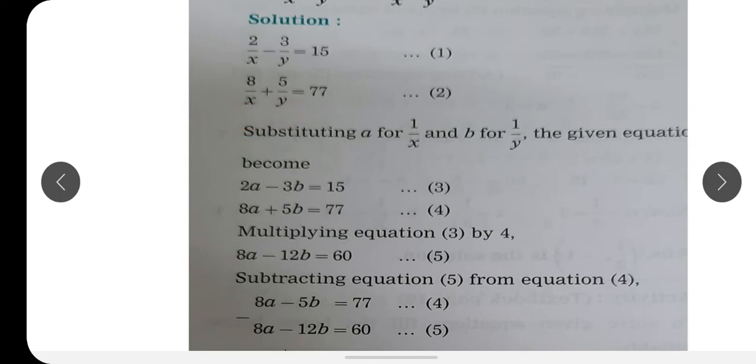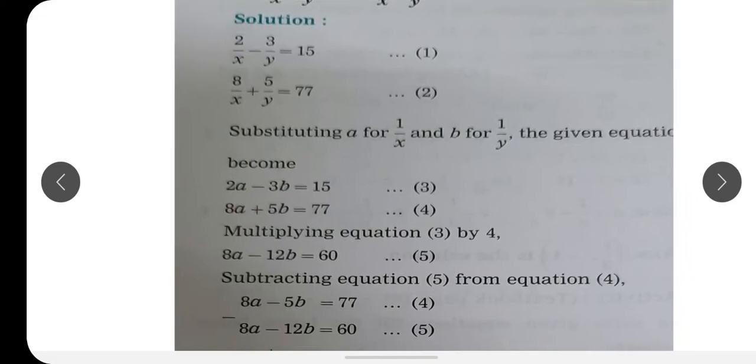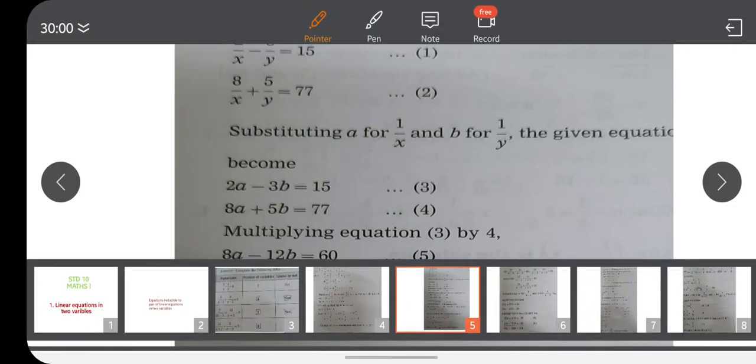Therefore substitute any variable, m, n, or a, b, or p, q, your choice is there. Substituting a for 1 upon x and b for 1 upon y in the given equations, this equation becomes 2a minus 3b is equal to 15, and 8a plus 5b is equal to 77. Give these equation numbers 3 and 4.